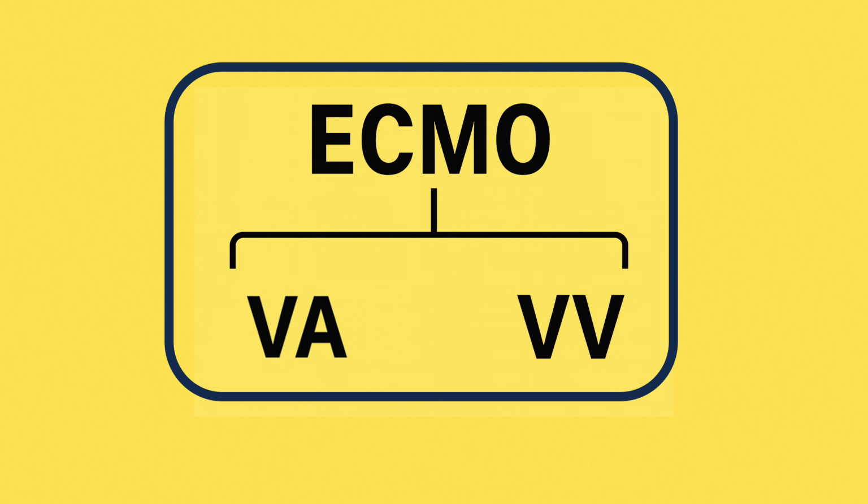Conversely, VA ECMO provides both cardiorespiratory support. Blood is drained from the venous system and returned back to the arterial system, bypassing the heart and lungs. It's used for cases of cardiogenic shock, cardiac arrest, or combined cardiorespiratory dysfunction.